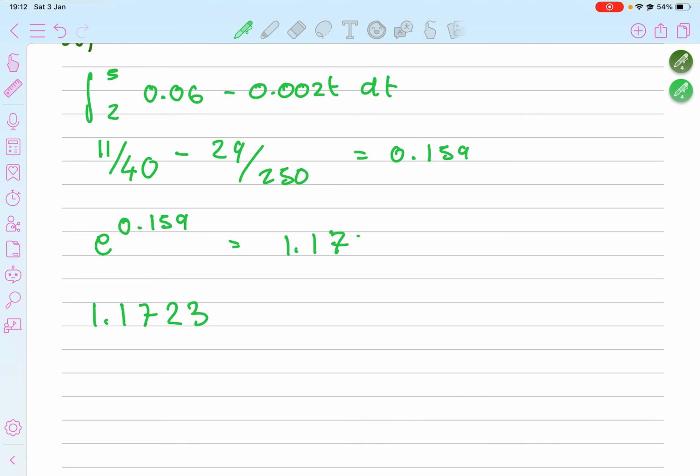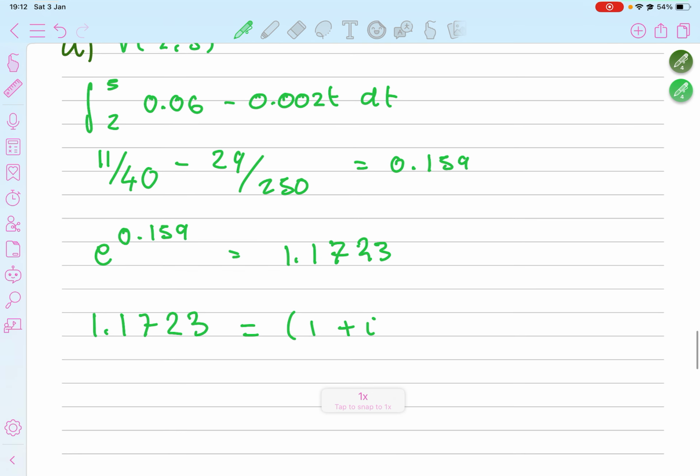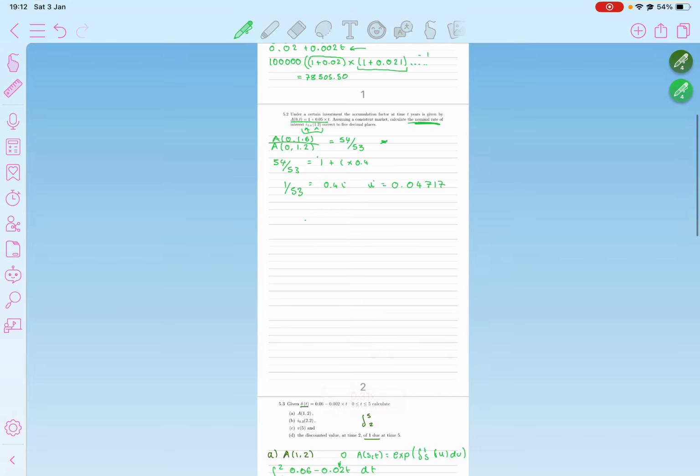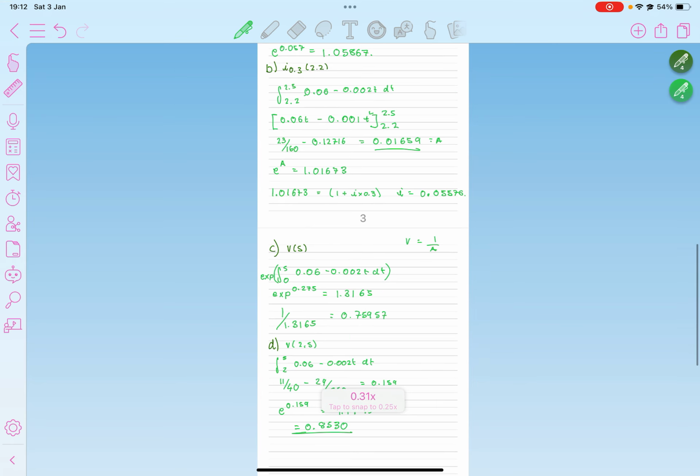No, so I should probably carry on, 2, 3 equal to 1 plus i to the... What am I doing again? No, what am I doing? That's just A. This is A, and then you'll just do 1 over that. 1 over 1.17, and that is equal to 0.8530. My bad. Okay. Now, there's all of them, A, B, C, D.